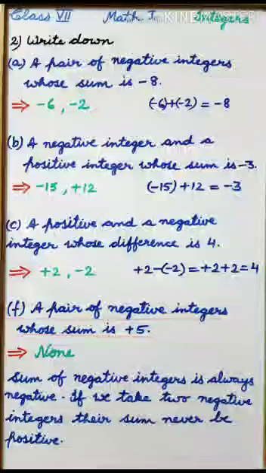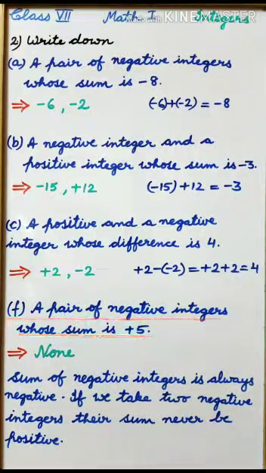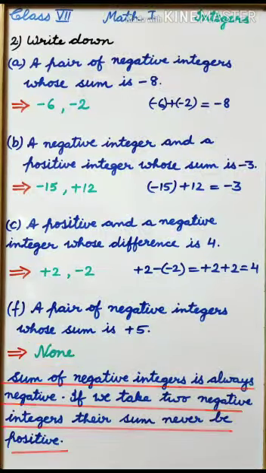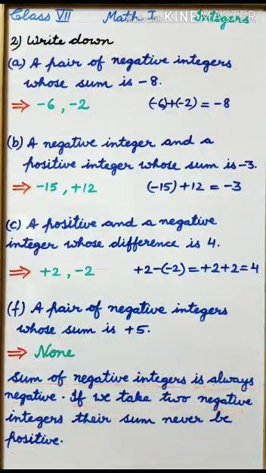Now F part is a pair of negative integers whose sum is plus 5. Its answer will be none, because the sum of negative integers is always negative. If we take two negative integers, their sum will never be positive. So here we take the answer as none. Students, remember it, various answers can be given for A, B, C parts, so you can take any other pair of integers also.